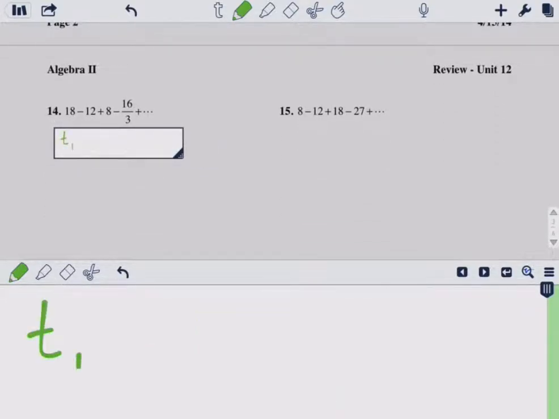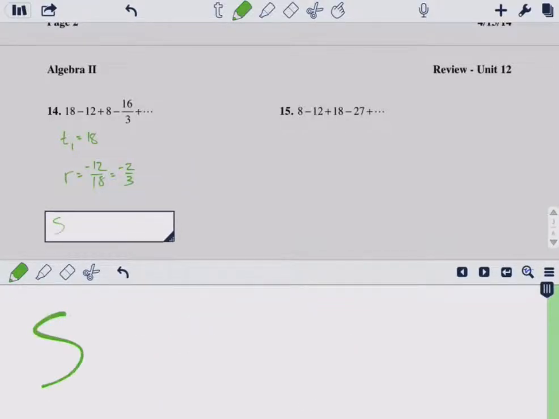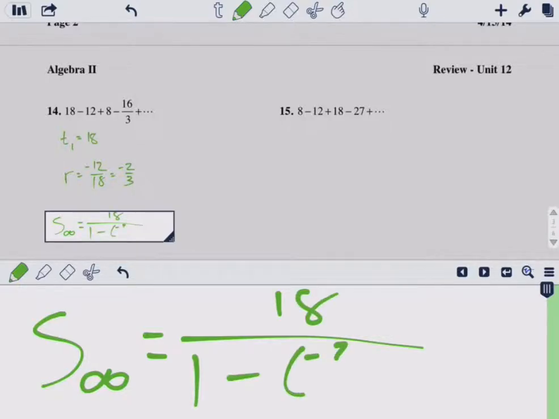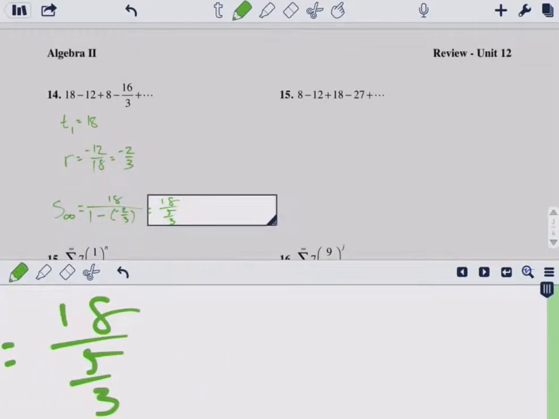Okay, again, t sub 1 is equal to 18. R is equal to negative 12 over 18, which is negative 2/3. So I can find S sub infinity, or the infinite sum, 18 over 1 minus a negative 2/3. So 18 divided by 5/3. And that's equal to 3 times 18 is 54 over 5.